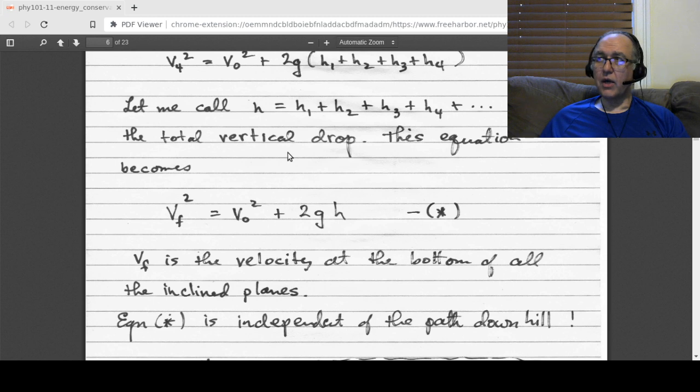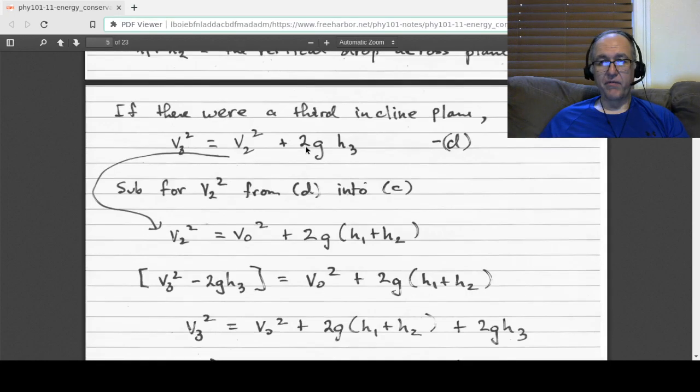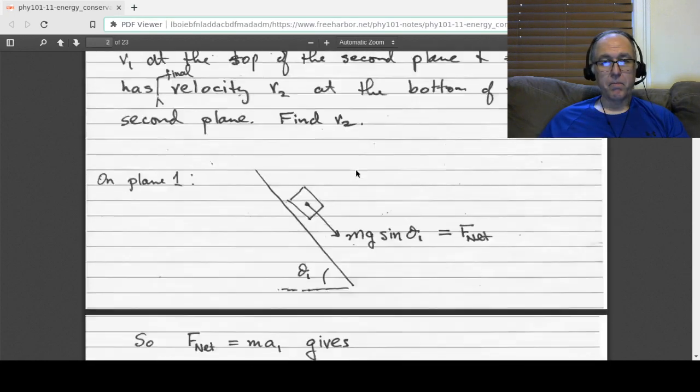So what started off as a very difficult problem, okay, and that was, let me scroll right back up to the very first diagram here.